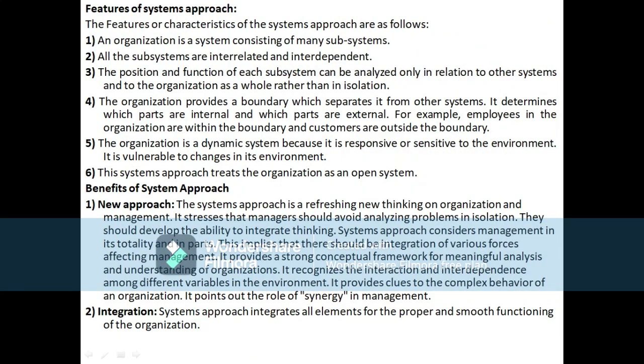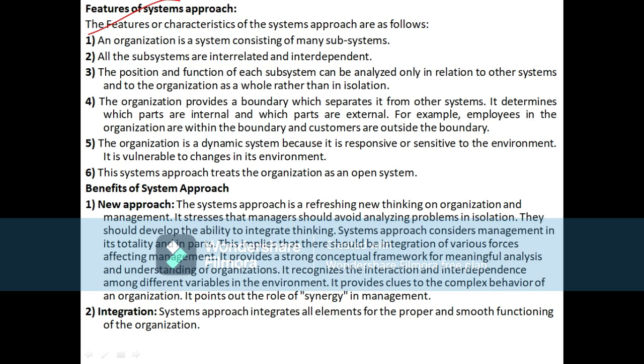So what are the features of the systems approach? An organization is a system consisting of many subsystems. For example, in a business enterprise, production, sales and other departments are the subsystems. All these subsystems are functionally interacting and interdependent. They are tied into an organic whole through goals, authority flows, which is nothing but the chain of command, resource flows and so on. So an organization is a system consisting of many subsystems, and all the subsystems are interrelated and interdependent.